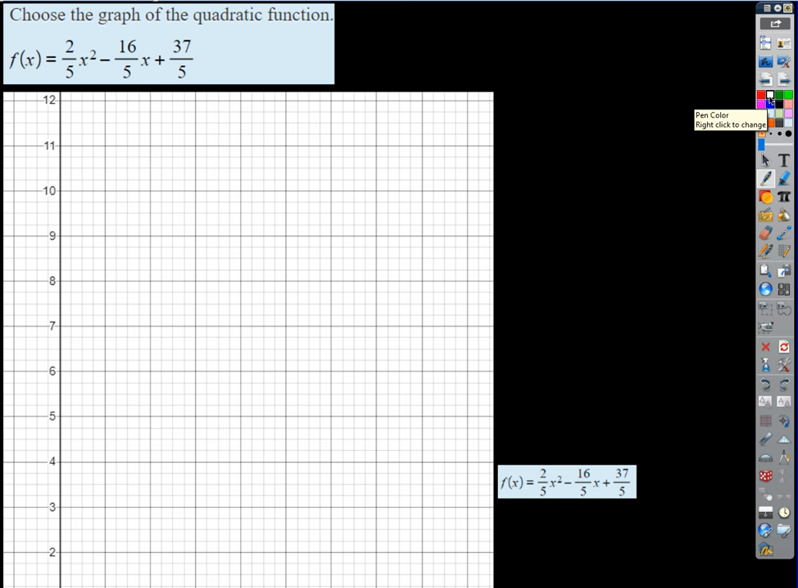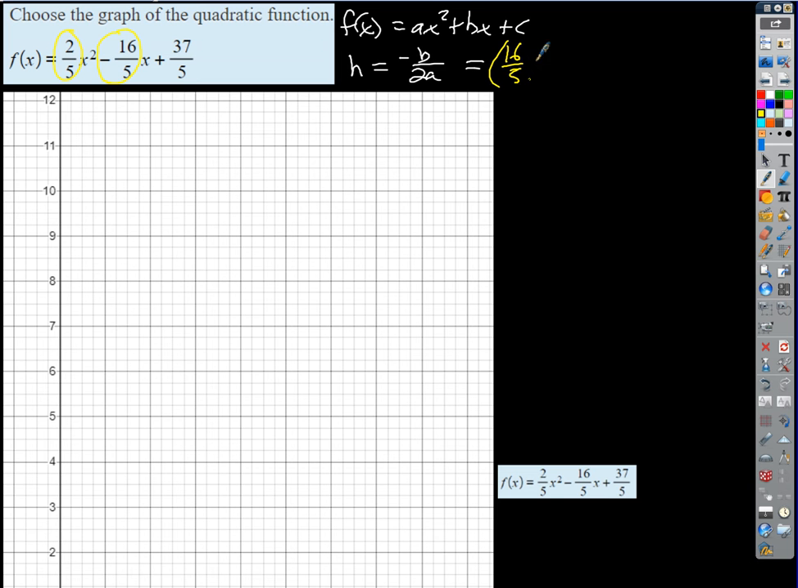What's the formula that we always use? If we're in standard form to start with, h equals, what is that? Negative b over 2a. So in this case, what is that? There's a, and there's b, right? So we're going to get negative b is just positive 16/5. There's my negative b, right?